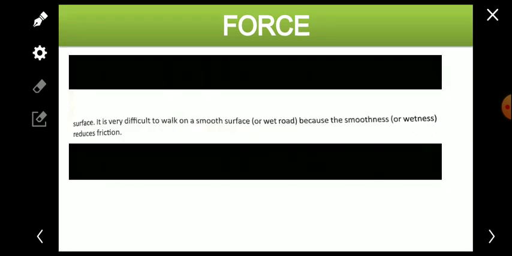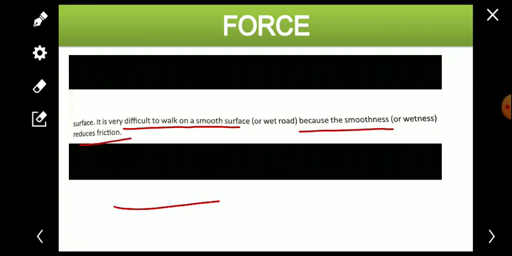Now, as you can see, it is very difficult to walk on a smooth surface, because smoothness reduces the friction. If the surface is very smooth, the frictional force will be very less, and because of that we are not able to walk properly on smoother surfaces.